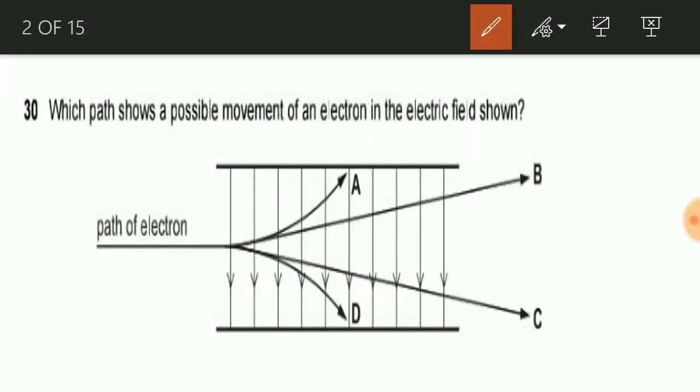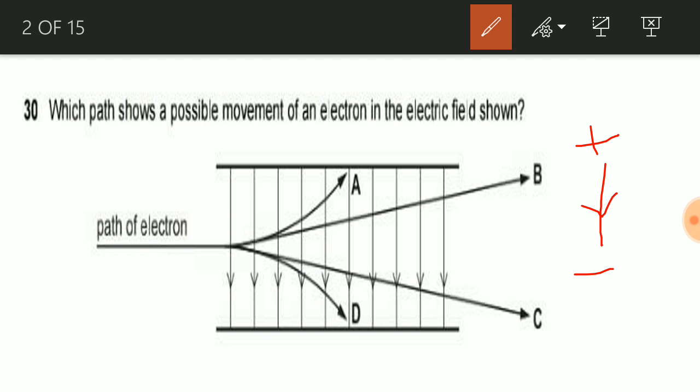In this question, this A, B, C, D are the paths of an electron entering a uniform electric field. The direction of the electric field is like this. It means the upper plate is positive and the lower plate is negative. As electrons are negative charges, they will move towards the positive plate. So A and B are moving towards the positive plate, so C and D cannot be the answer for this question.